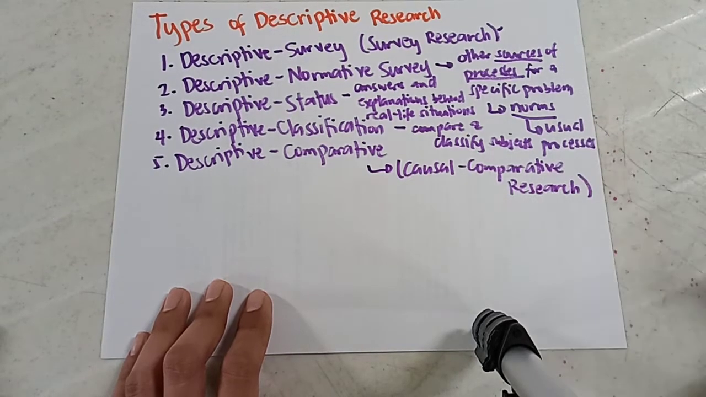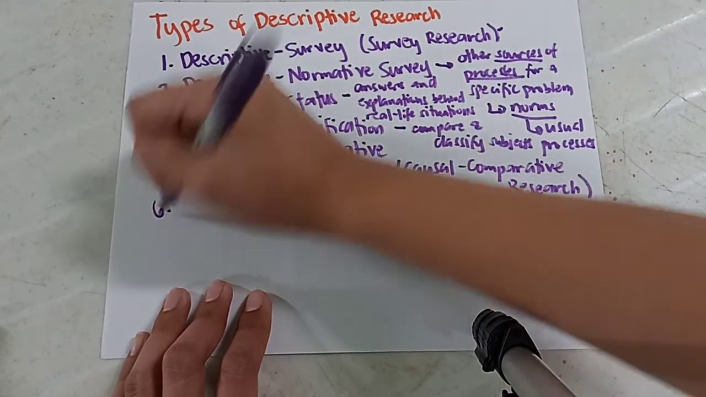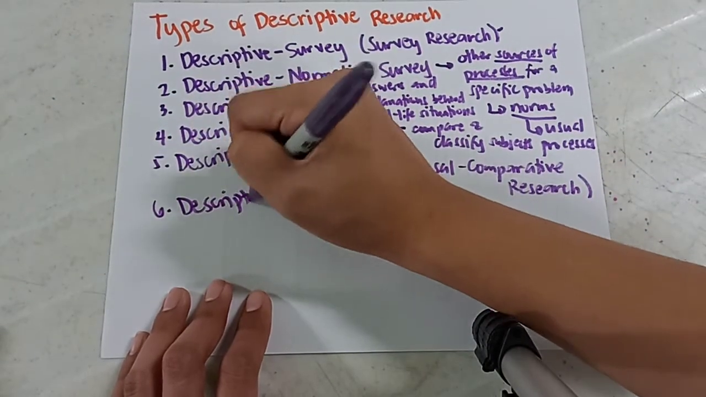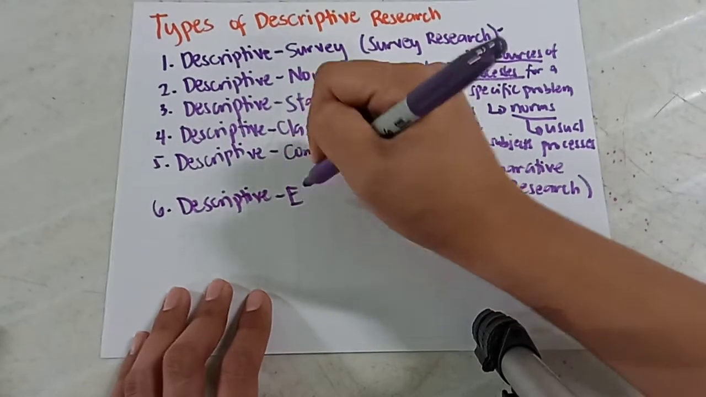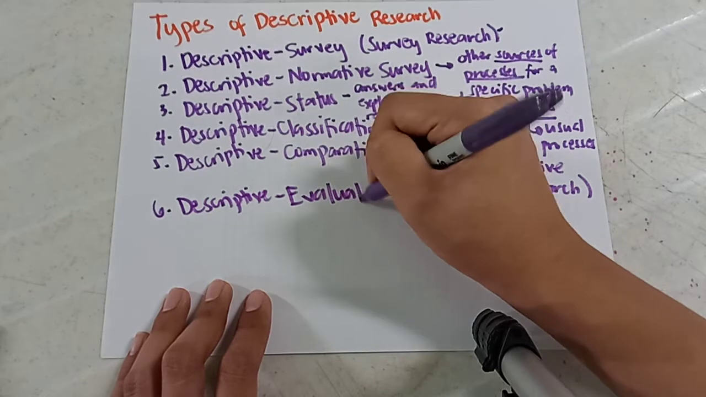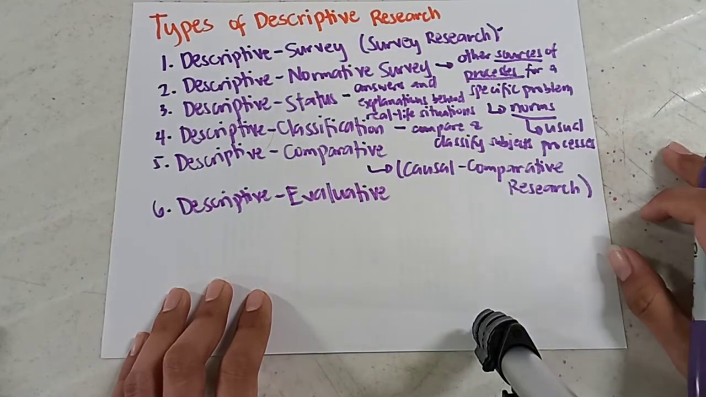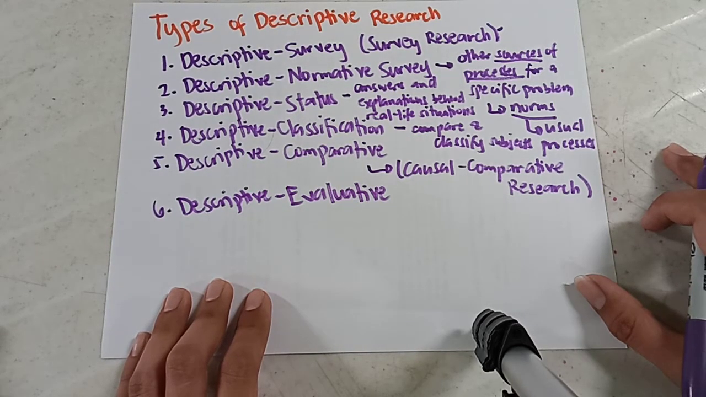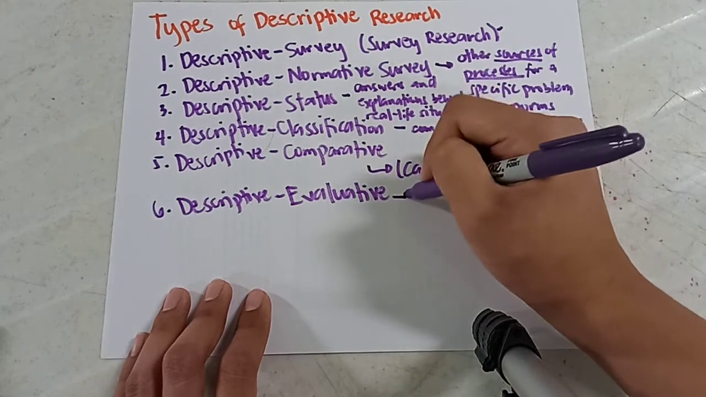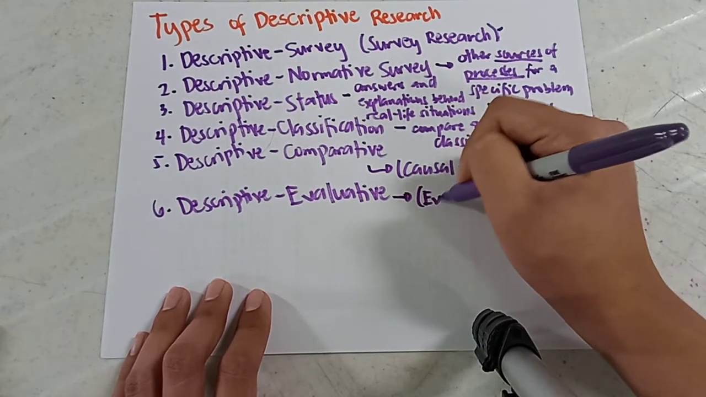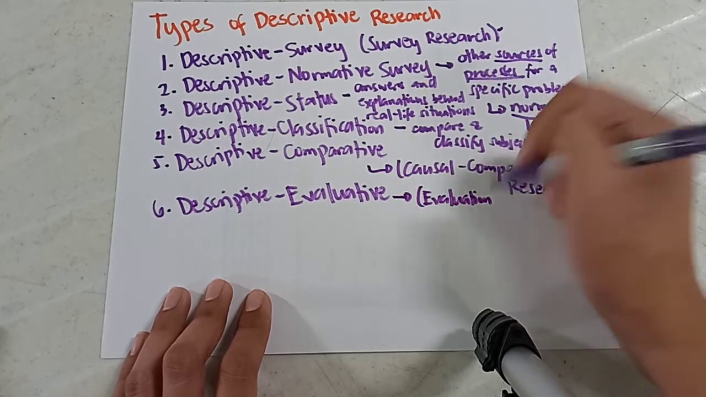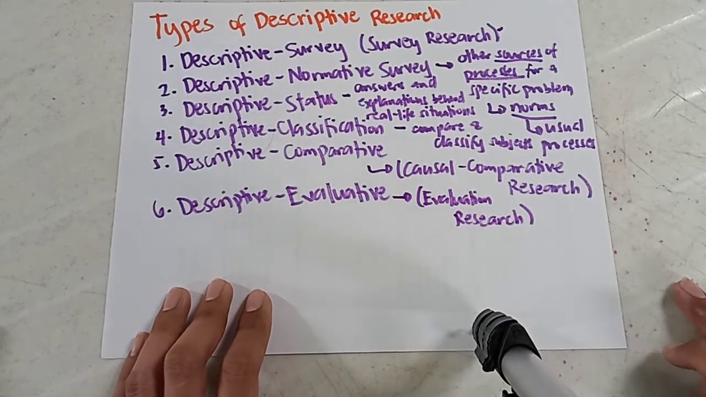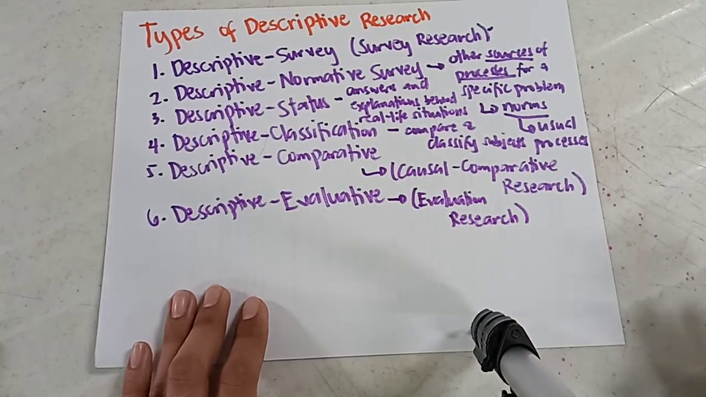Okay? Next, we have number 6, descriptive evaluative. Descriptive evaluative aims to evaluate processes or methods, then pick out which method serves best. Okay? So descriptive evaluative is actually the evaluation research, which was discussed already in our previous video presentations.